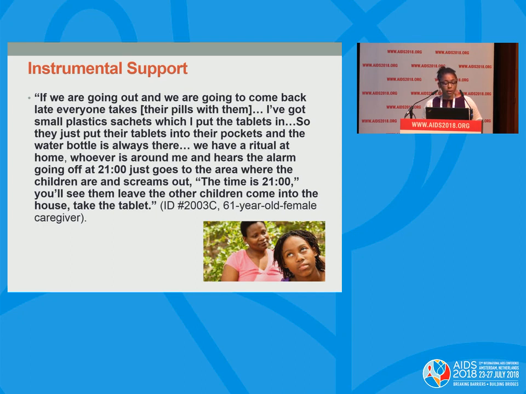We have a ritual at home. Whoever's around me and hears the alarm going off at 2100 just goes to the area where the children are and screams out, time is 2100. You'll see the other children come into the house and take the tablet. So she mentioned several other things in this statement, but really talked about how this is a family affair. So everyone takes the pills together, and this is something that they started really early on.